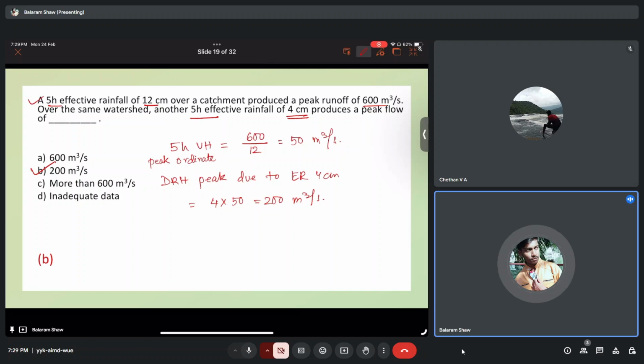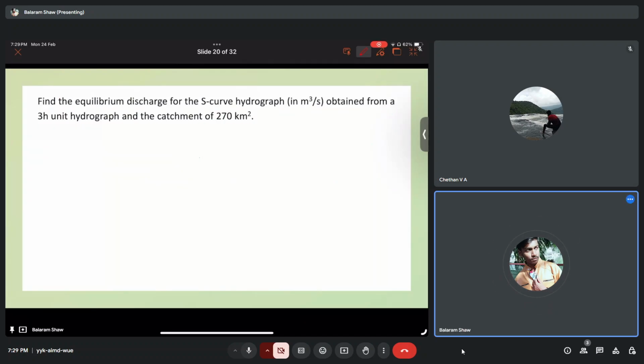Find the equilibrium discharge for the S curve hydrograph obtained from a 3-hour unit hydrograph and a catchment of 270 kilometers square. I'll give 2-3 minutes to do this. Let's do this.